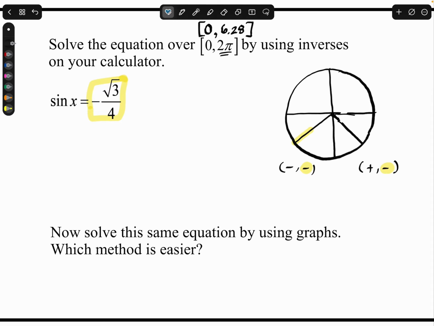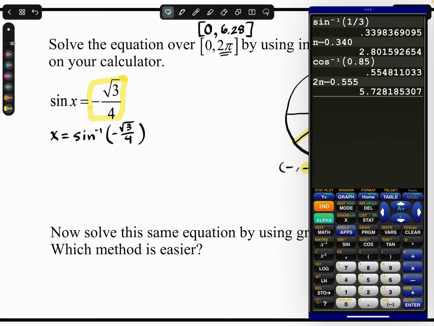We're going to think about solving this by using inverses. So this would be saying x should equal the inverse sine of negative square root of 3 over 4. If we type that in on the calculator, second inverse sine negative square root of 3 divided by 4, we're going to get x is approximately negative 0.448.